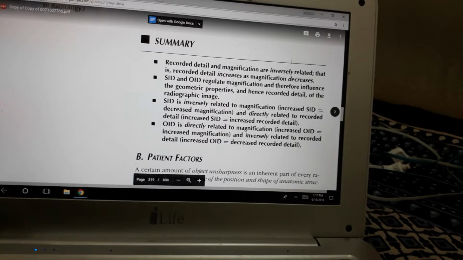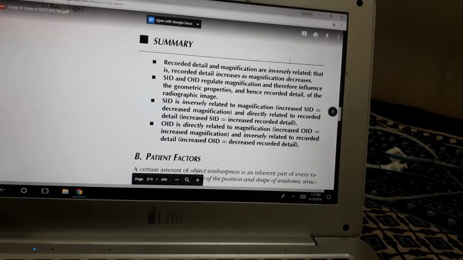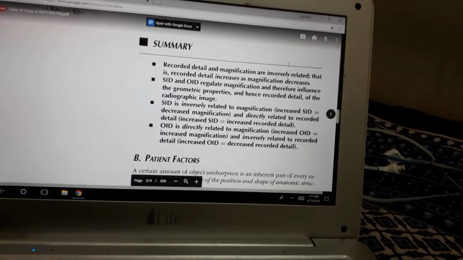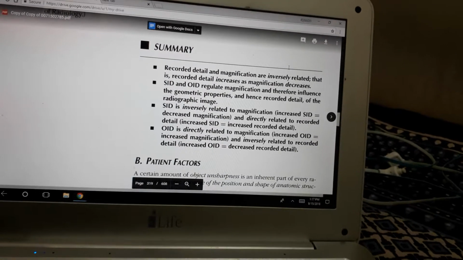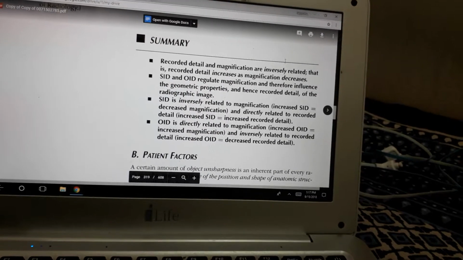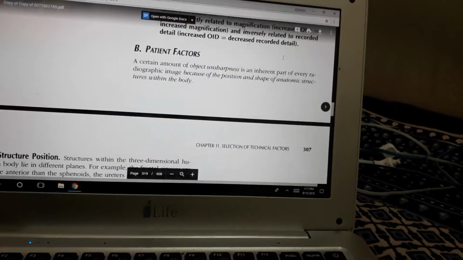OID is directly related to magnification. Increase OID, increase magnification. It is inversely related to record detail. Increase OID, decrease record detail.